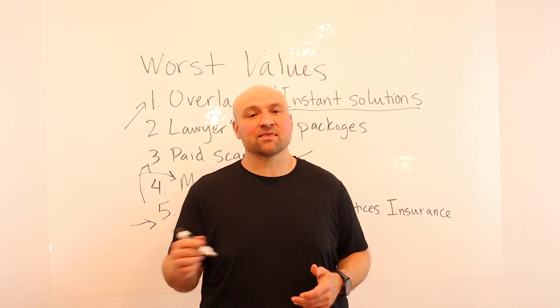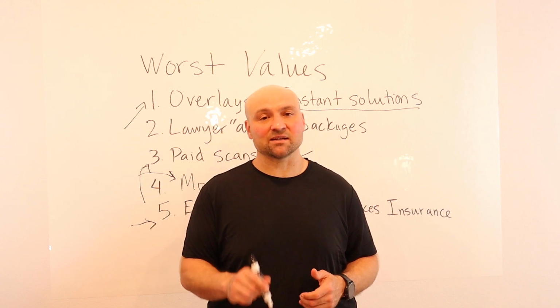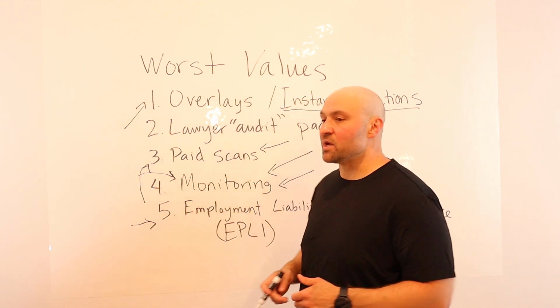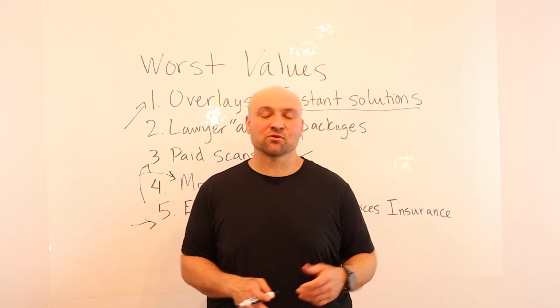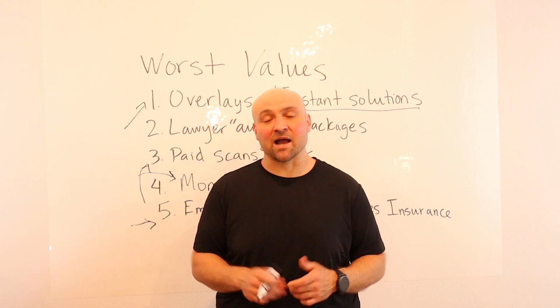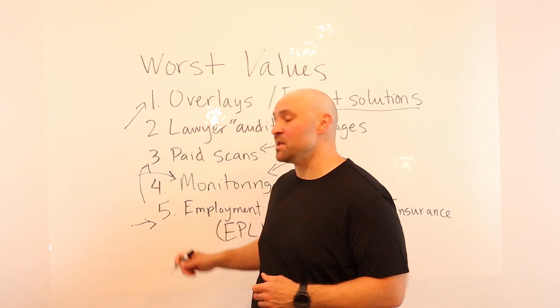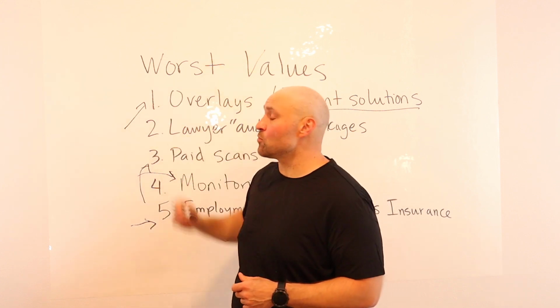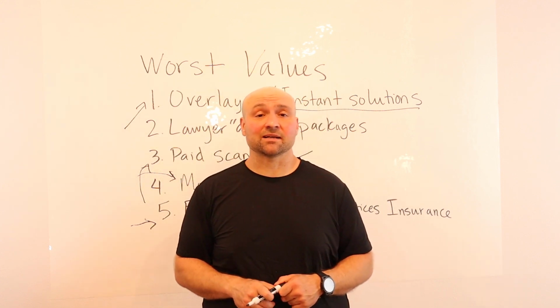So that's why I think the best choice is to invest in accessibility rather than insurance. So look into the cost, do a risk reward analysis, and determine if there's value there. And I don't think there is, so that's why I have EPLI as number five on the list. But these to me are the worst values in accessibility.